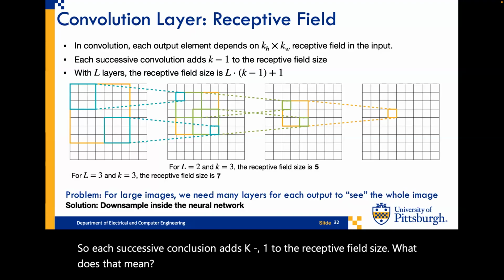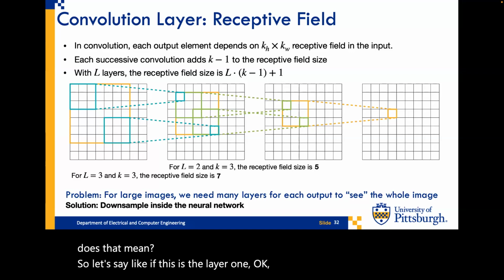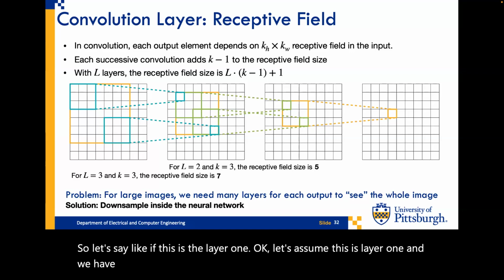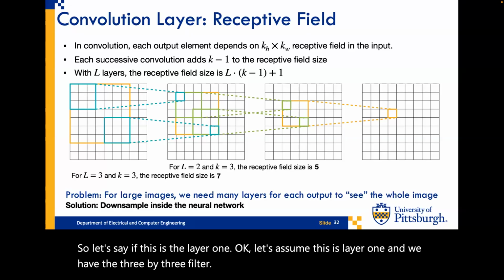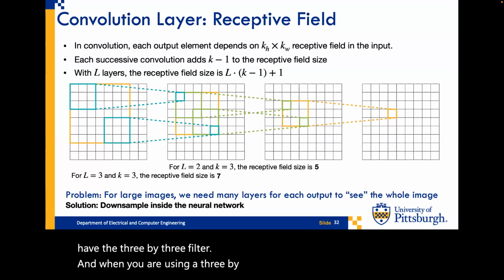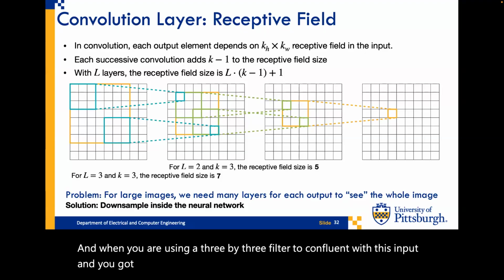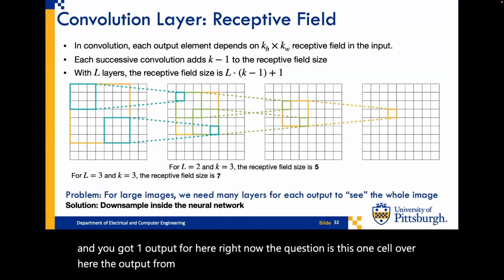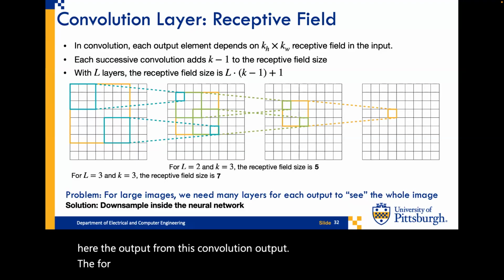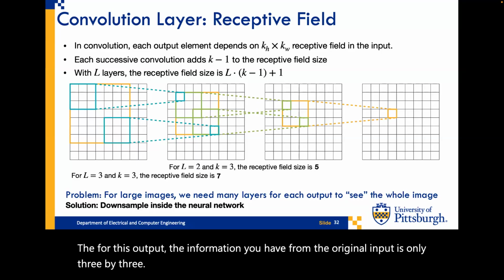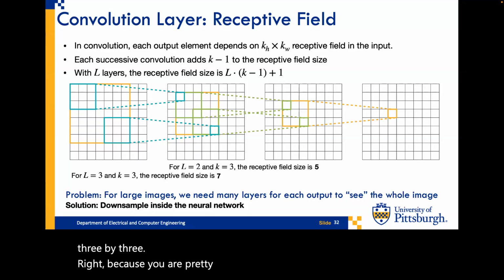So let's say this is layer 1, and we have the 3x3 filter. When you use a 3x3 filter to convolve with this input, you get one output here. Now, the question is, for this one cell, the output from this convolution, the information you have from the original input is only 3x3, right? Because you are just processing that 3x3 information to get this output.